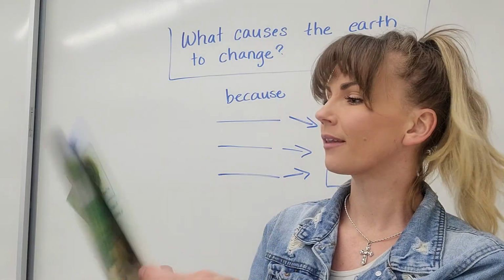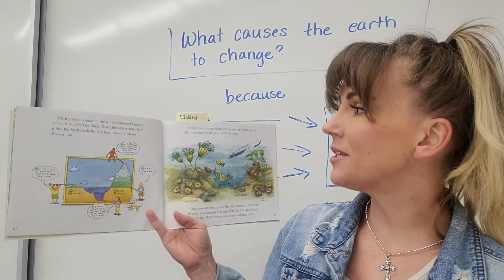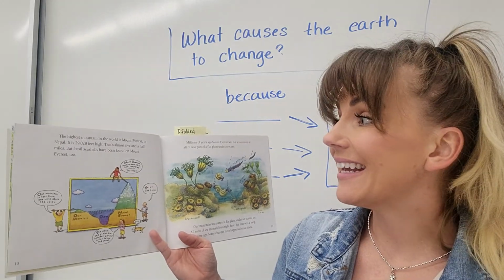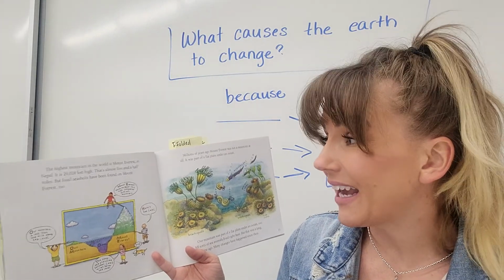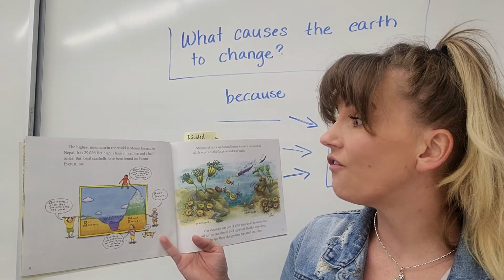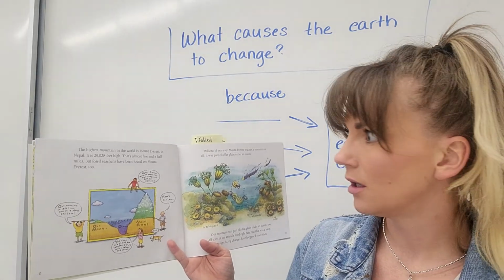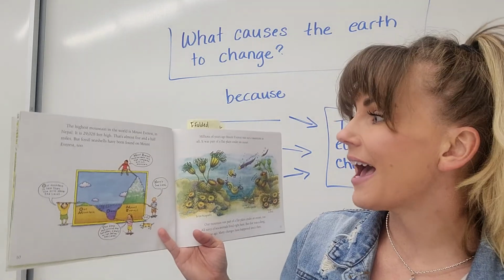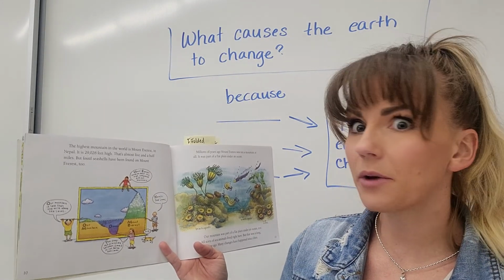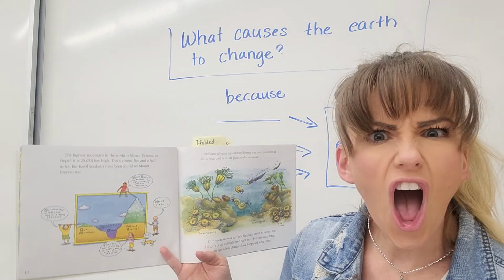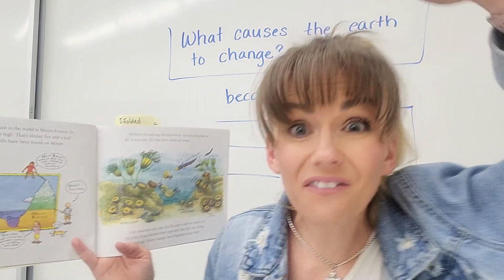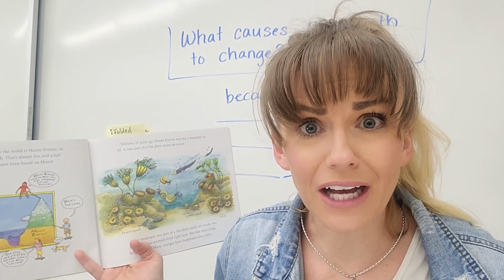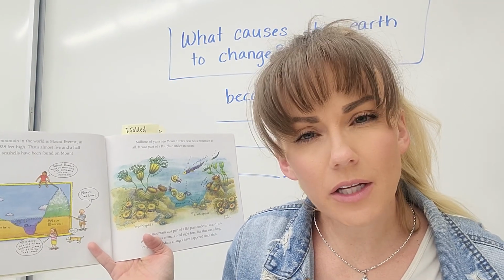The highest mountain in the world is Mount Everest in Nepal. It is 29,028 feet high. That's almost 5.5 miles. But fossil seashells have been found on Mount Everest too. So it's almost 30,000 feet high in the air, but there are fossils of seashells found there too.